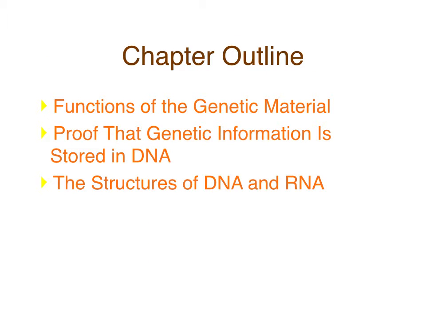So chapter 9 is about DNA and the molecular structure of chromosomes. It's a pretty straightforward chapter. What we're going to do in this chapter is look at some of the functions that genetic material has to perform, basically the three major functions. We're also going to look at some of the experiments historically that proved that the genetic information was stored primarily in DNA, and then towards the end, we'll look at the bare bones structure of DNA and RNA.